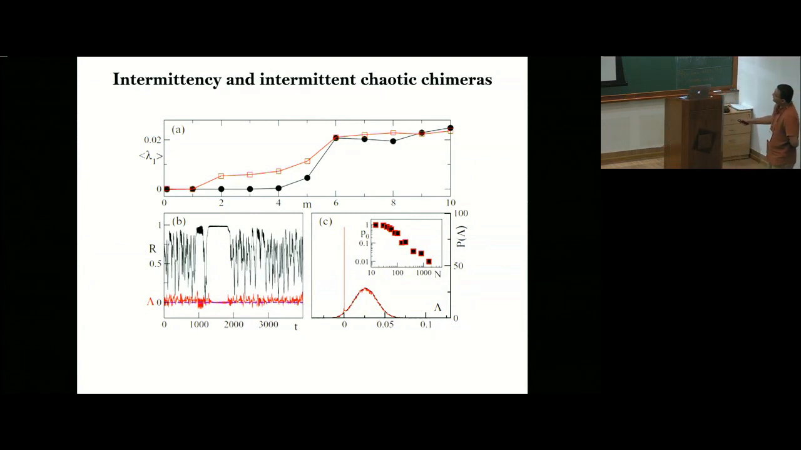So the first plot is the Lyapunov exponent as we change the mass, the largest Lyapunov exponent as we change the mass. The red is where we considered broken symmetry initial conditions, and the black is where we considered the symmetric initial conditions.